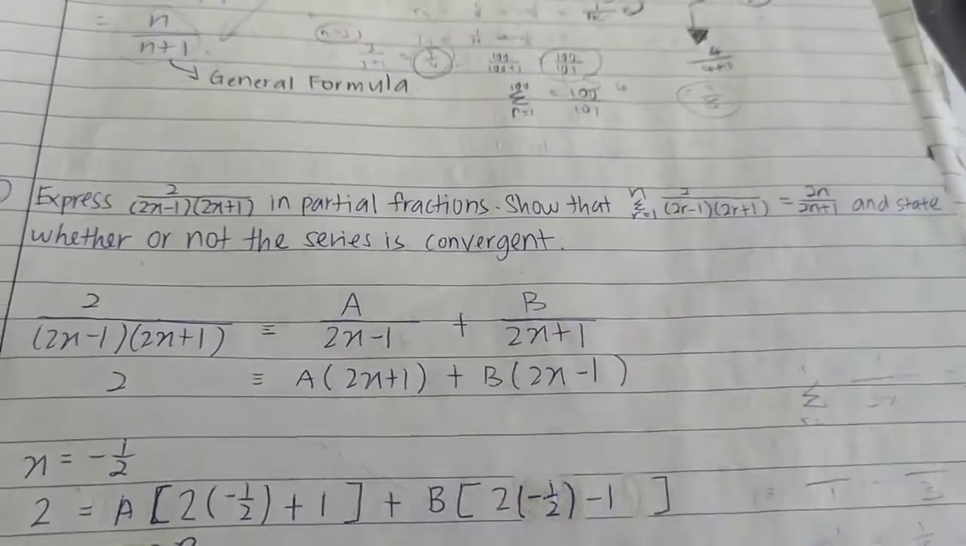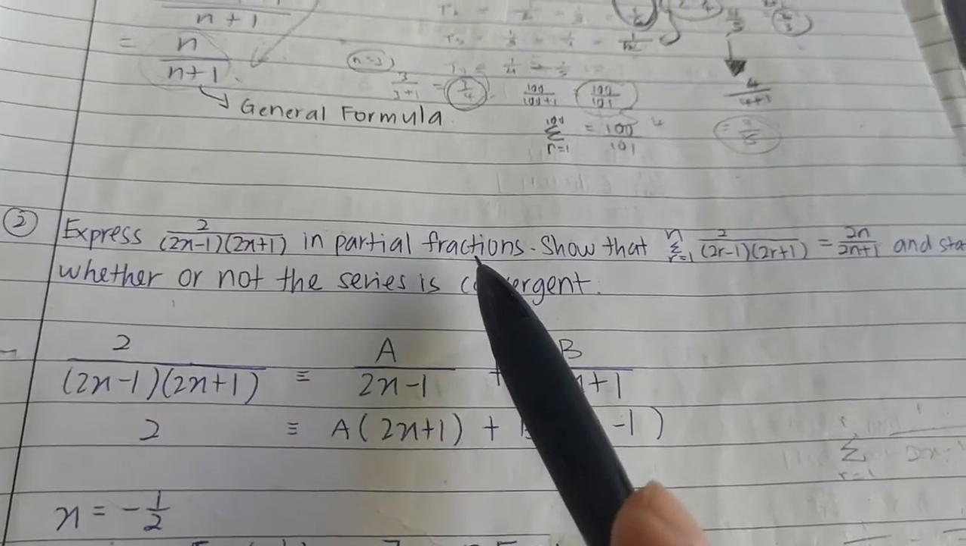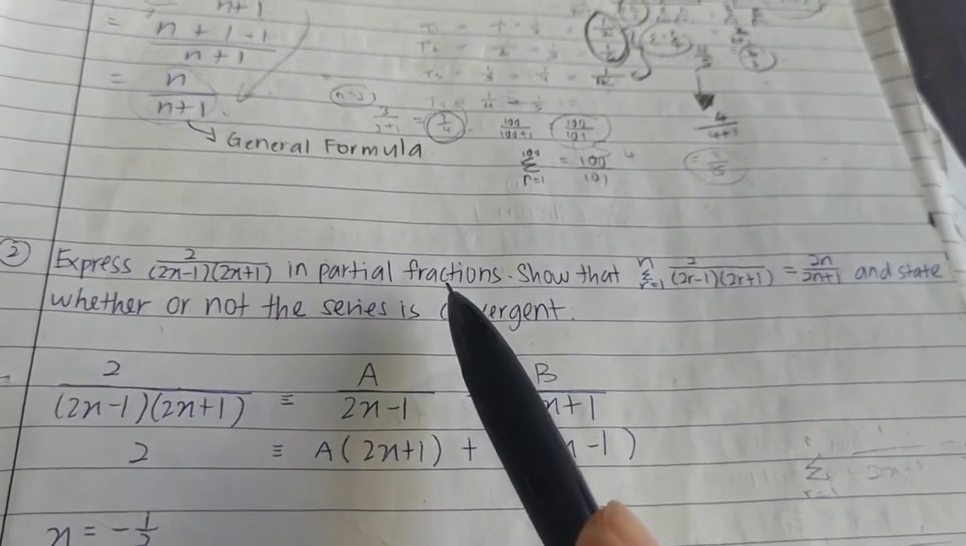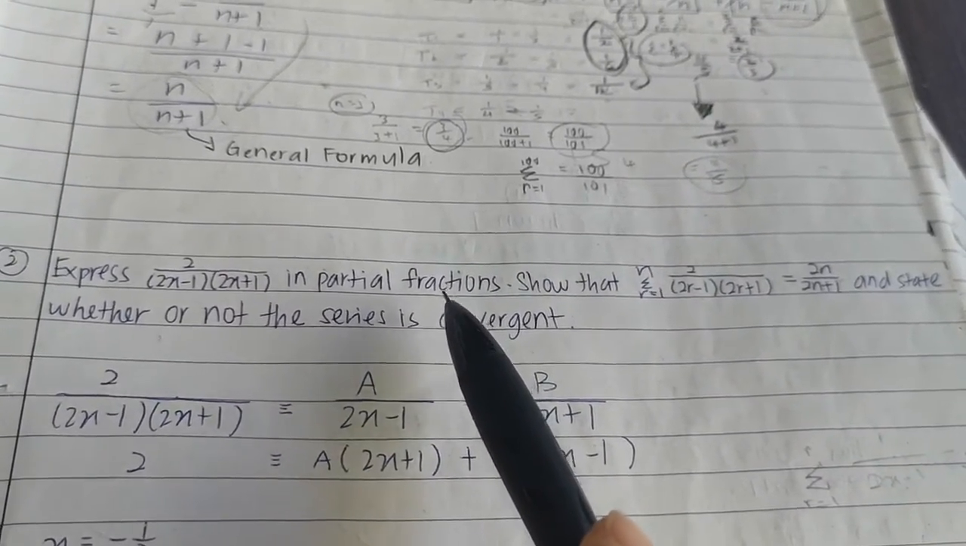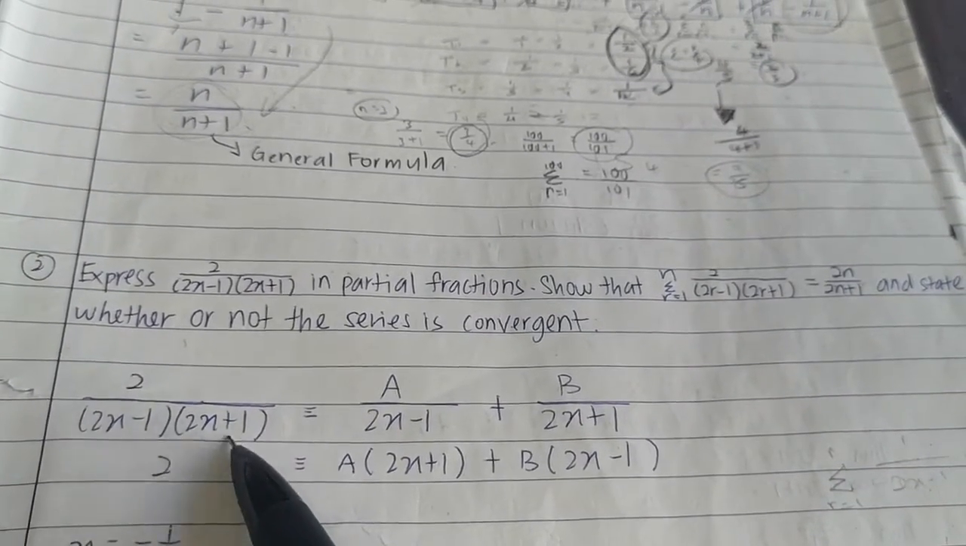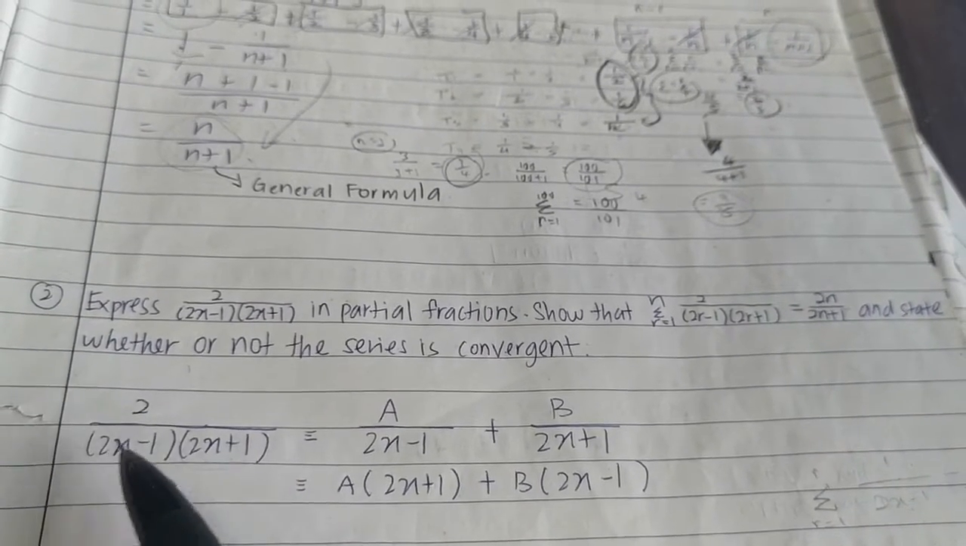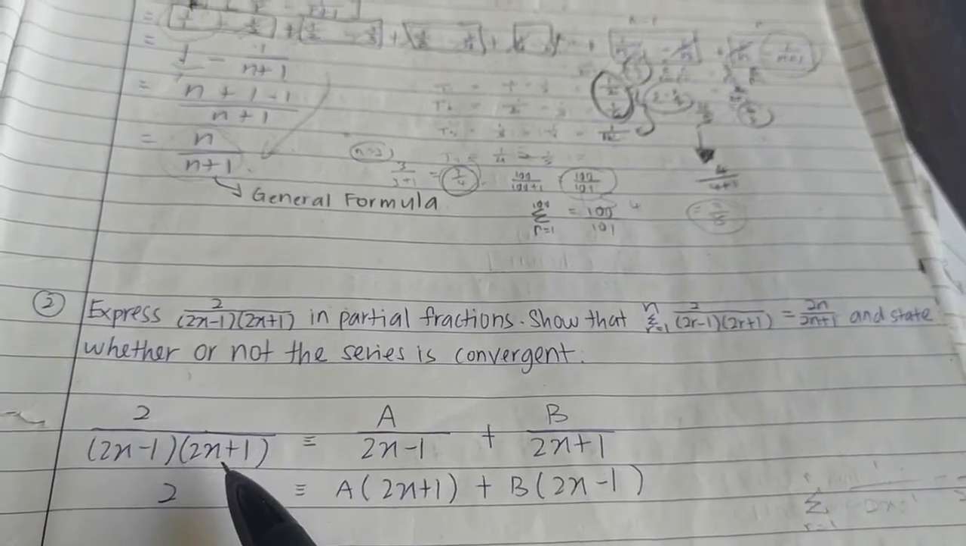Okay, so now we go to example number 2. For example 2, express this one in partial fraction. So we already learned the partial fraction during the first chapter. So this one, 2 over (2x minus 1)(2x plus 1). Okay, so you look at the denominator. The denominator is made of prime factors.